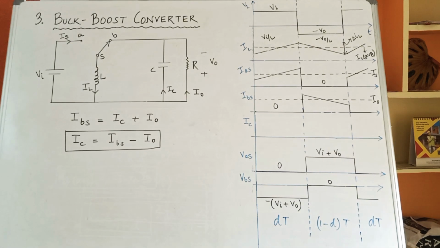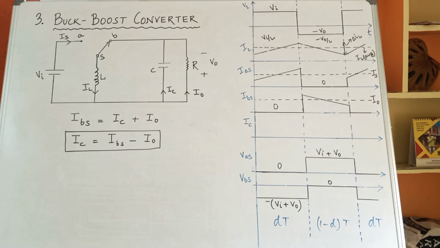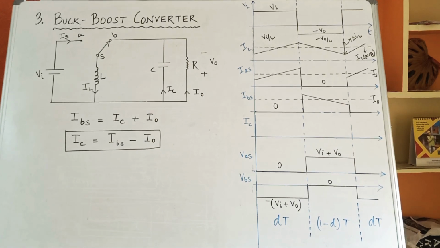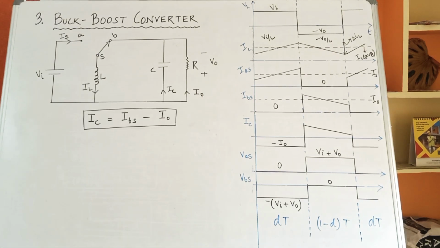Next we will calculate the value of IC. When S is connected to B, if you observe the circuit and apply KCL, IBS, the current flowing from B to S, is nothing but IC plus I naught. So from here IC can be written as IBS minus I naught. So in order to represent IC in the waveform, we already have the waveform for IBS, and we will decrement that IBS by its average value I naught and draw it for IC. Hence I have drawn the waveform for your IC.